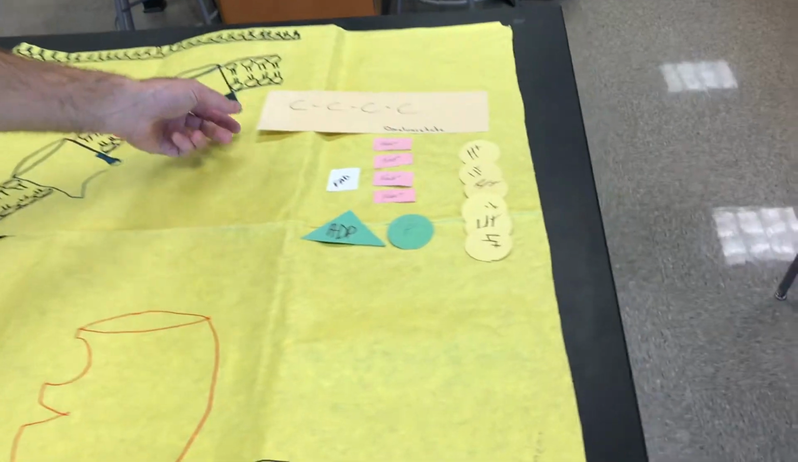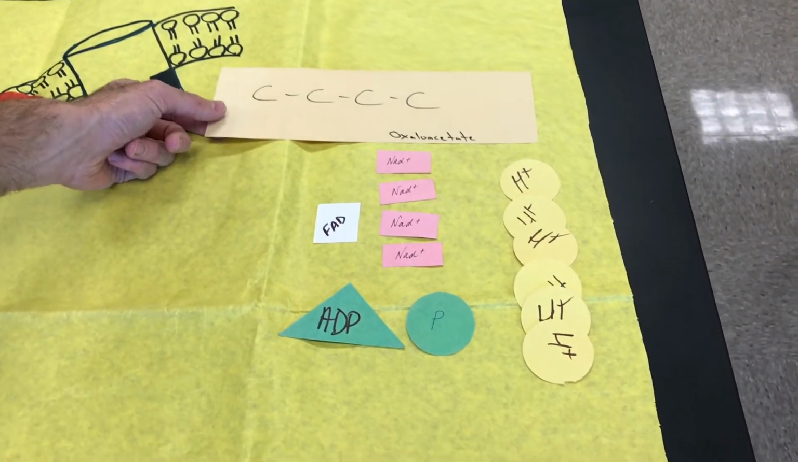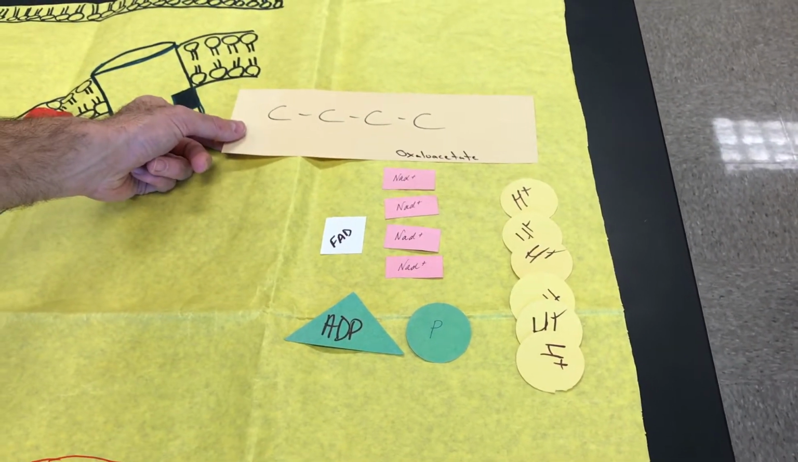First of all, in the matrix, you want this 4-carbon oxaloacetate.